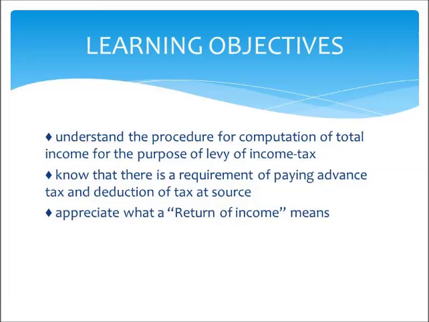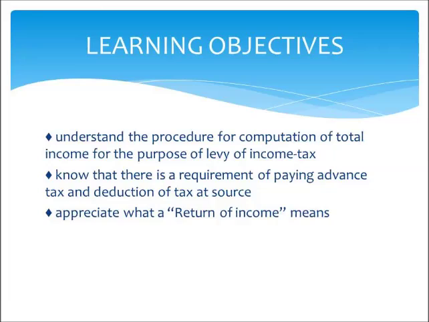The first learning objective will be that. The second will be, we'll know that there is a requirement of paying advance tax and deduction of tax at source. This is the second objective we'll go through in this class. What is advance tax? What is deduction of tax at source, that is TDS. And lastly, we'll know what a return of income is. So what does the return of income mean? We have to file it, we have to show our income in the return of income, etc. We'll go through it as we proceed.